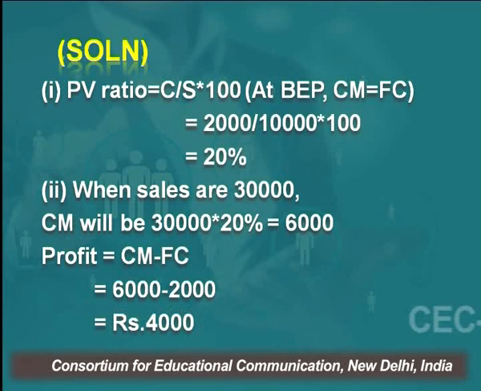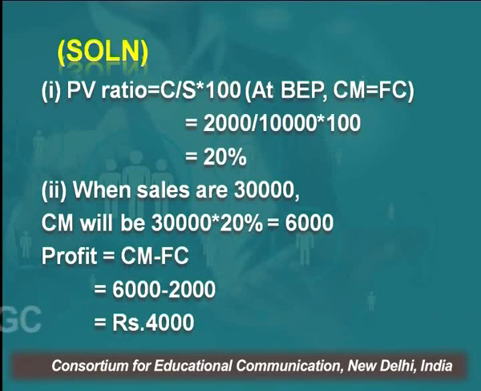And what is profit? Profit is contribution minus fixed cost, right? So your contribution is 6,000, your fixed cost is given in the example 2,000, the remaining portion is 4,000. So it means our answer is that if the firm is selling goods worth 30,000 rupees, the profit at this level will be 4,000 rupees.